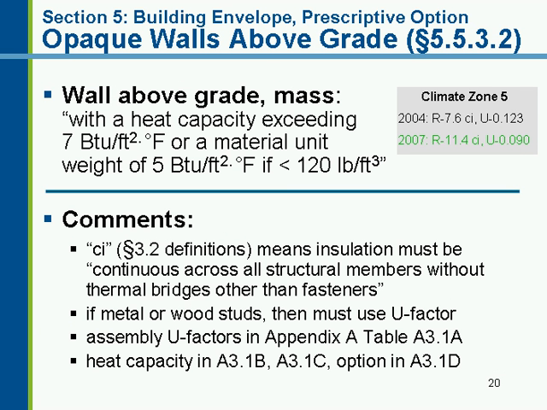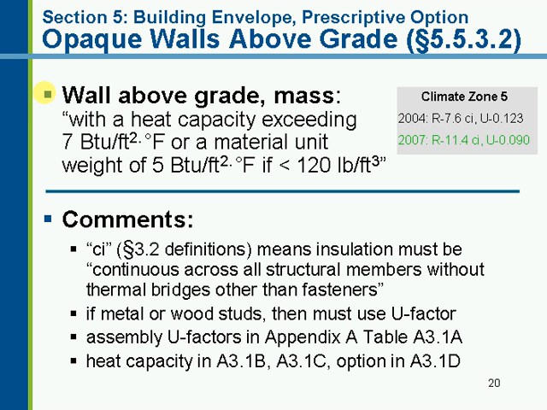Now let's switch over to the second major category, wall above grade. We'll talk about mass walls first. So this is any wall that has a heat capacity exceeding 7 BTUs per square foot per degree Fahrenheit, or a material unit weight of 5 BTUs per square foot if it's over 120 pounds. Now, the situation here is that typically most concrete block walls, thicker concrete walls will comply with this criteria.